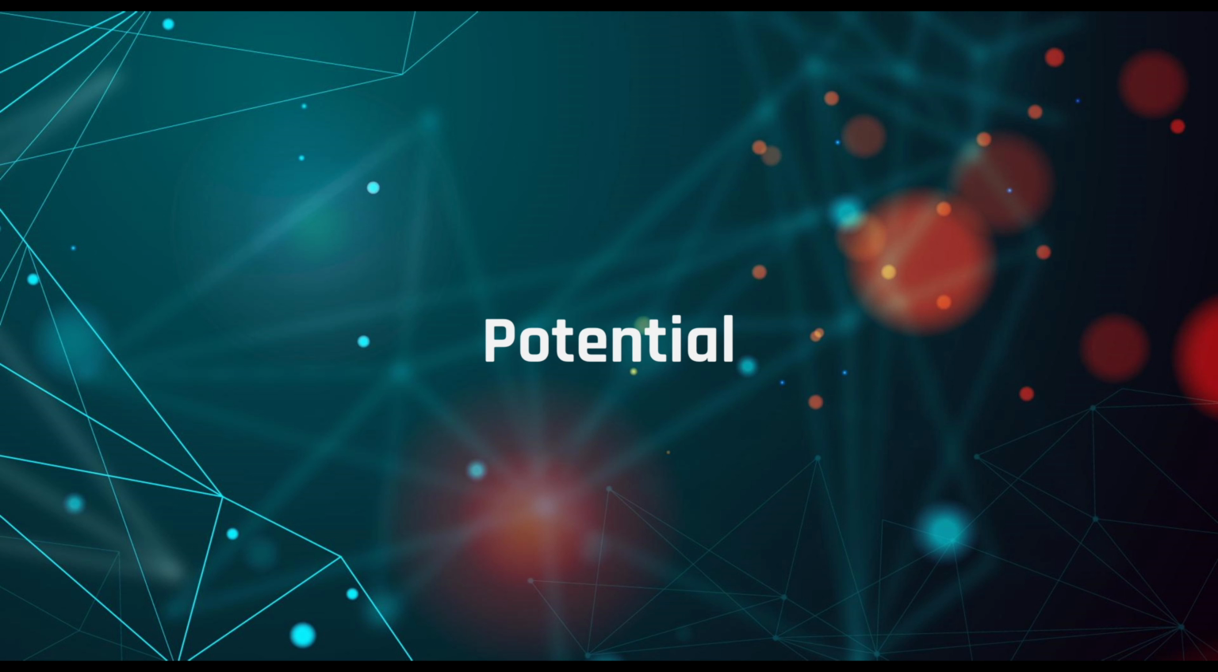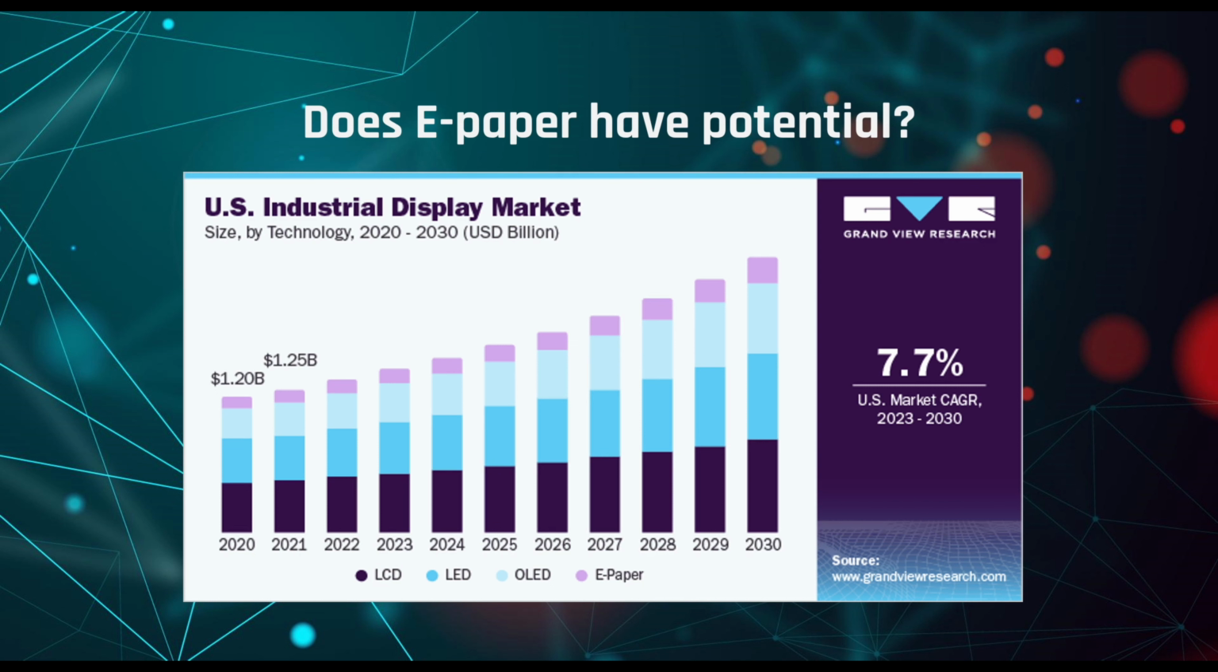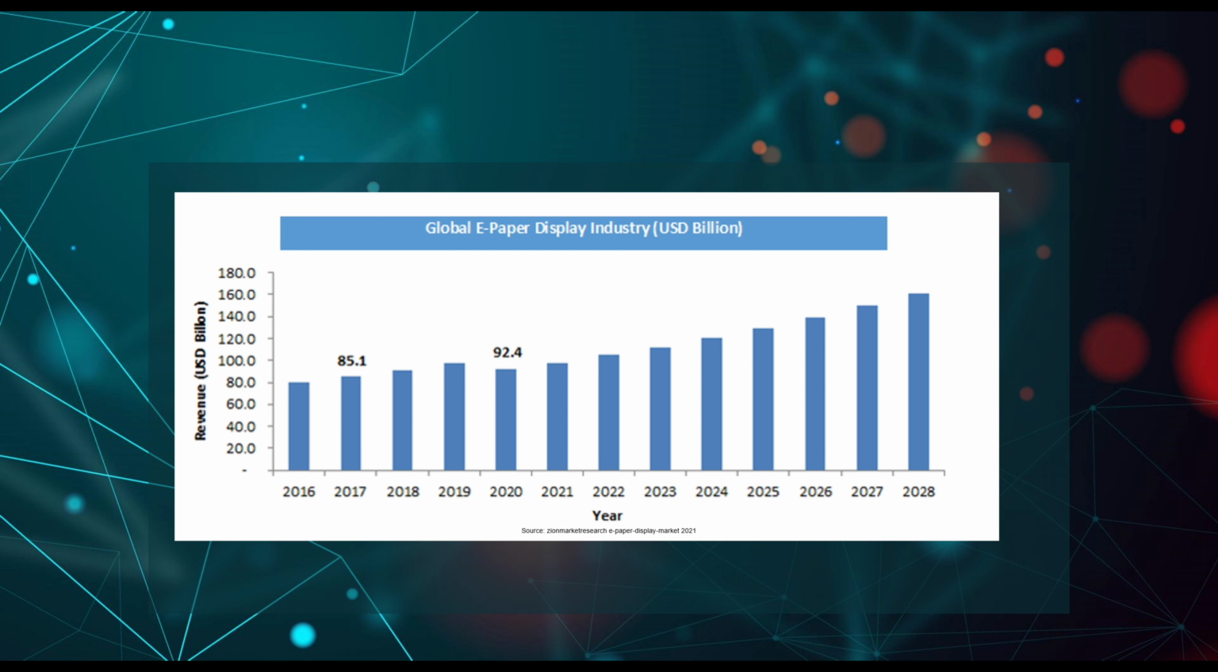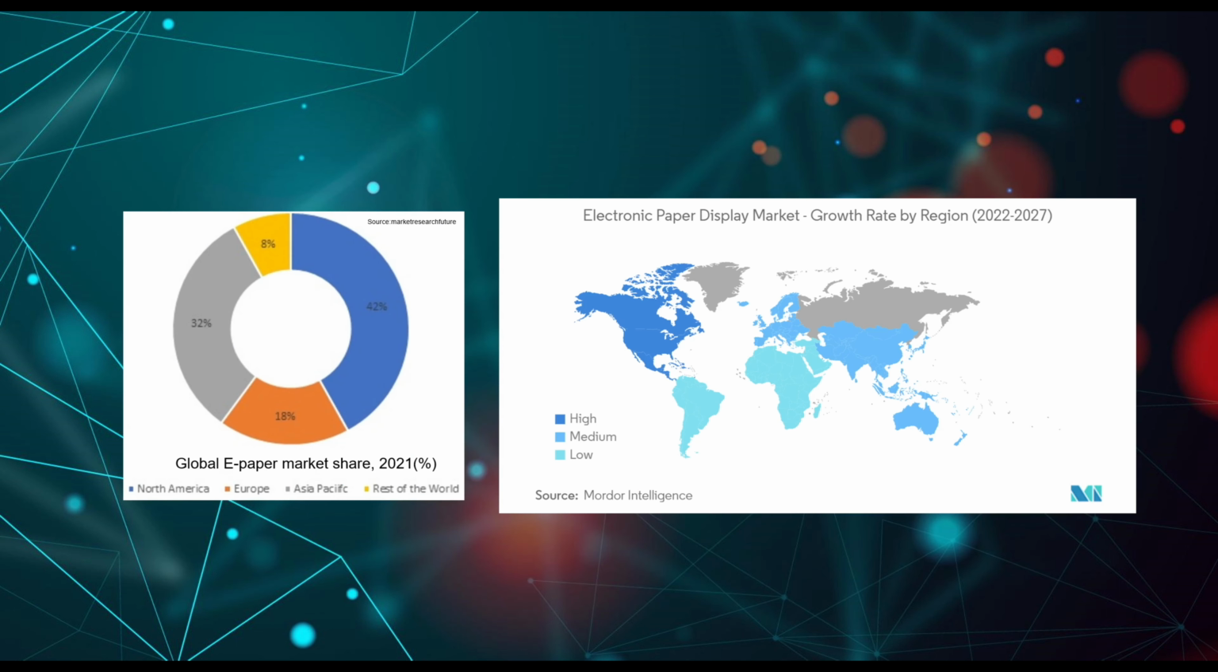And we are moving to the potential of the e-paper market. As you see in this chart, e-paper accounts for only a small part in the display market, but we can still predict the e-paper market will grow. One reason is the region. In global e-paper market share, North America accounts for about 42%, which is the biggest part, but Asia and Europe hold only 32% and 18%. So there is room for the market to grow.